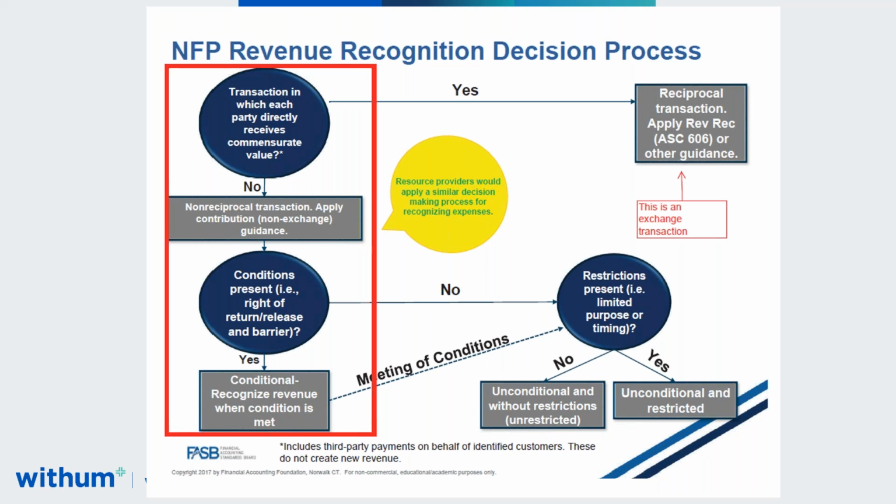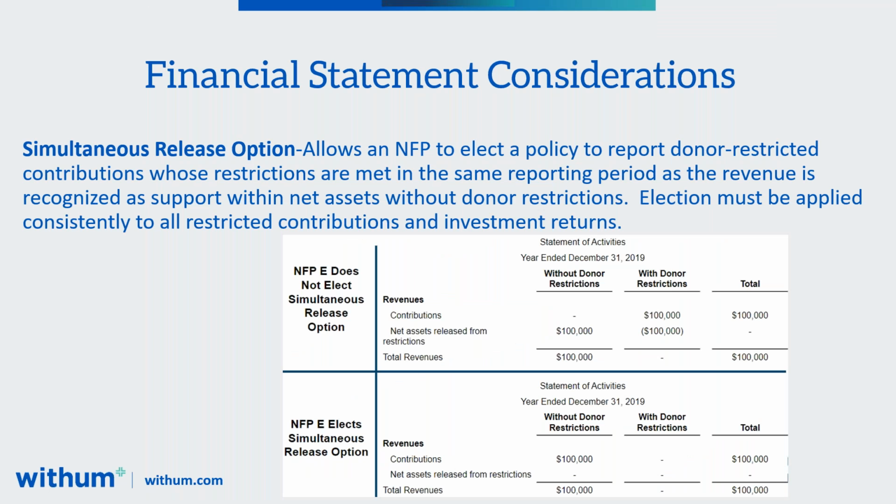And then the question is, are those conditions present? Do we have the right of return or release? And do we have a barrier? If the answer is yes, it's conditional, and you recognize revenue when that condition is substantially met. If the answer is no, that takes you over to whether or not you've got restrictions, and you need to determine whether or not you've got a restriction on your net asset classes. So I just thought I'd include that to give you a good visualization of the process we're talking about. The next slide just talks about some financial statement considerations.